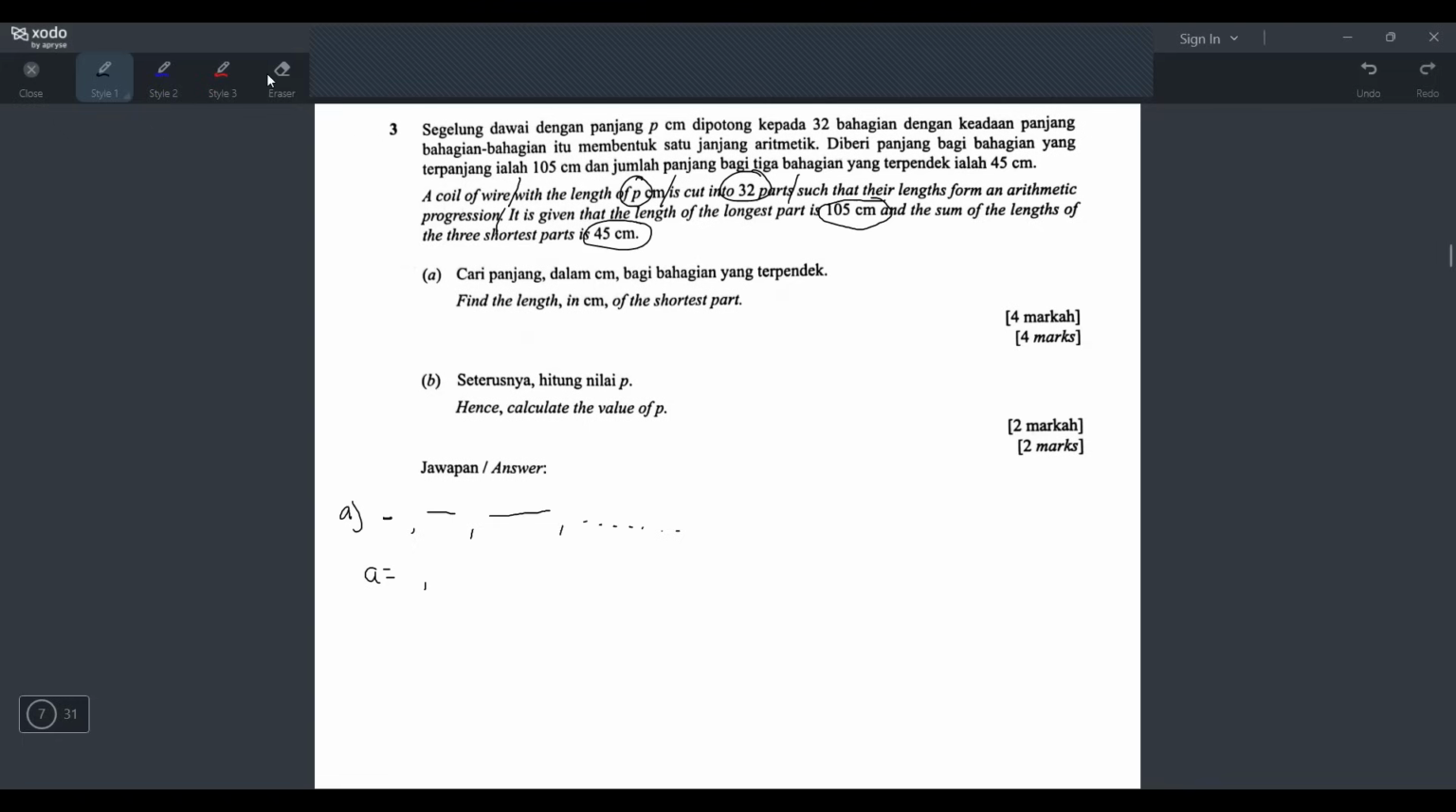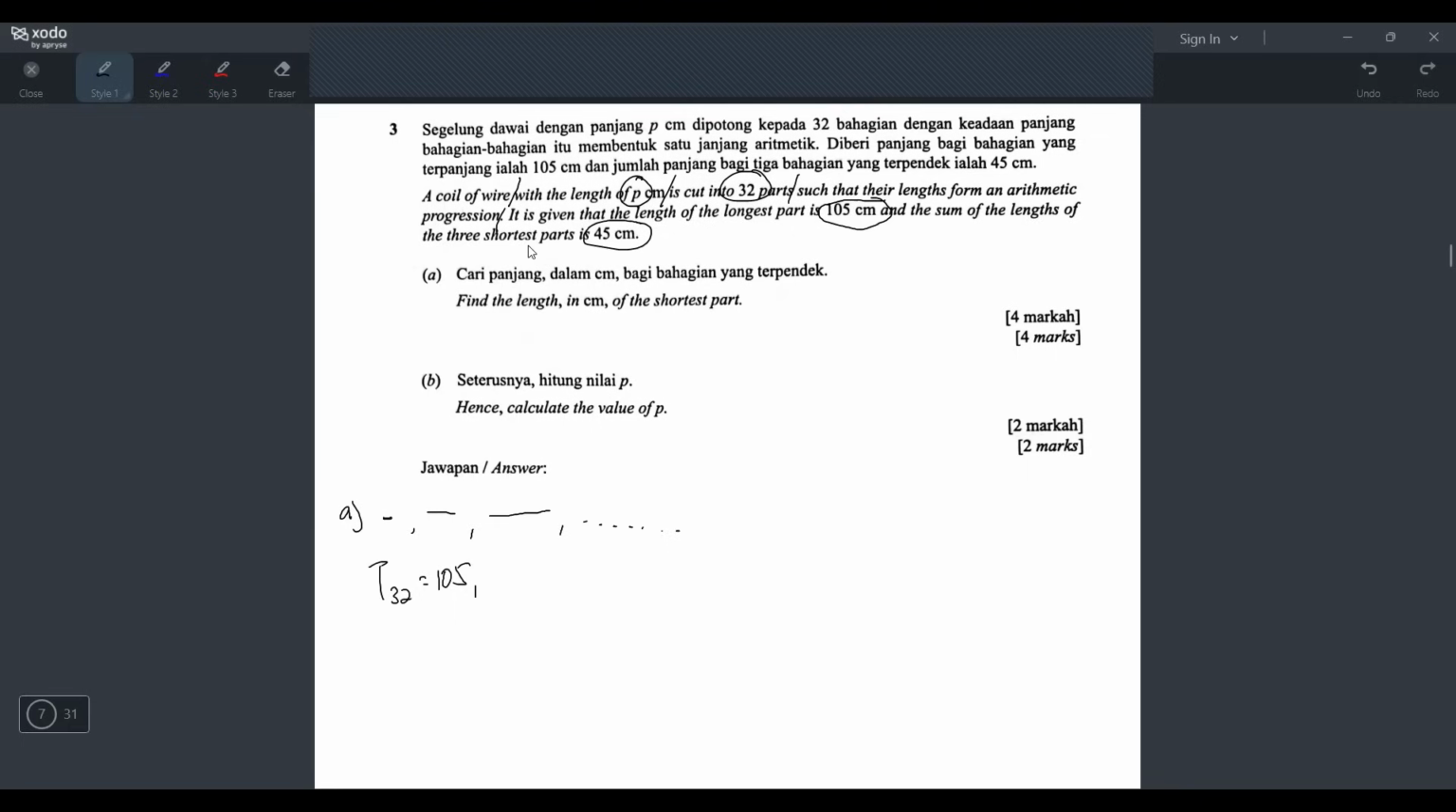Actually, we don't know the first term. But we do know that the length of the longest part is 105 cm. So we can say that T32 is 105. For those who don't understand, it's because it's cut into 32 parts, so the last part, which is the longest part, the 32nd part, will be 105 cm.